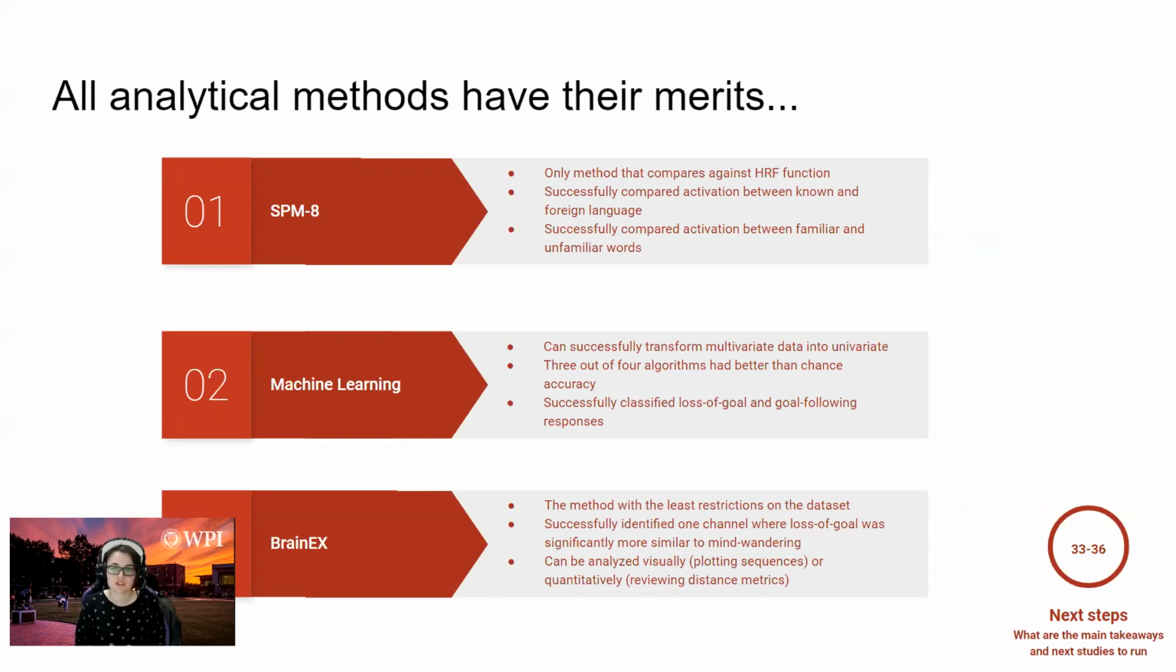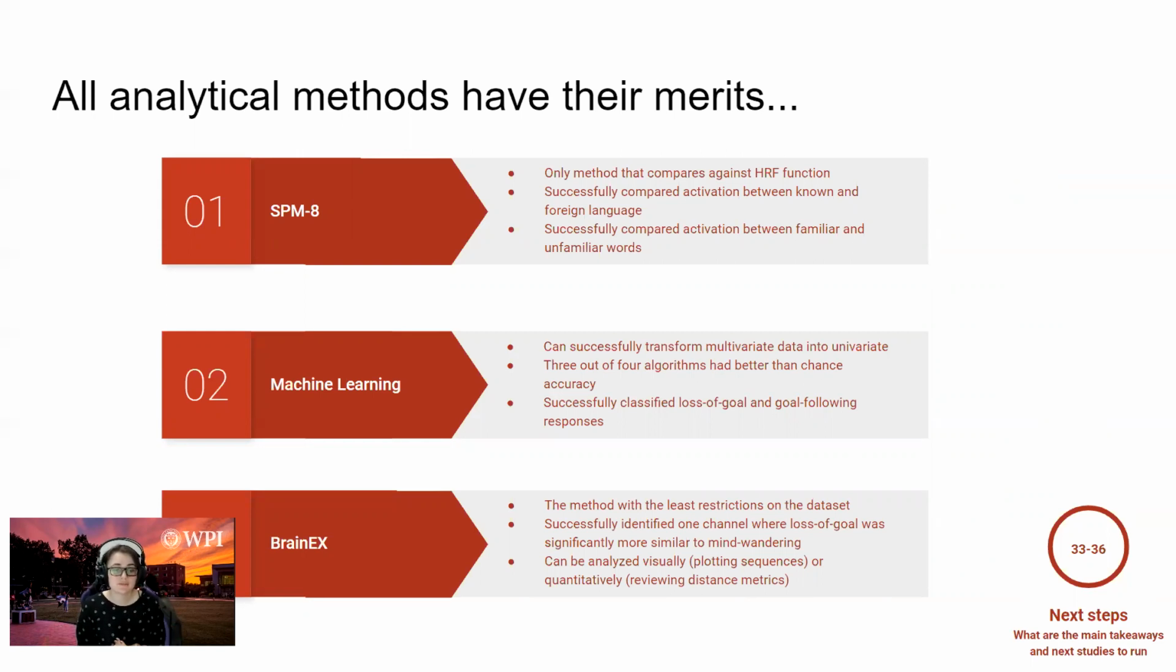So SPM8 is great for a method that you want to compare against the HRF function when you're really specifically looking at when we are seeing this activation, the sharp peak in oxygenated hemoglobin. You can use SPM8 for that. It has successfully compared activation between known and foreign languages and between familiar and unfamiliar words. However, we haven't had as much success with the cognitive control states like proactive control and reactive control, which I didn't really touch on in this presentation.